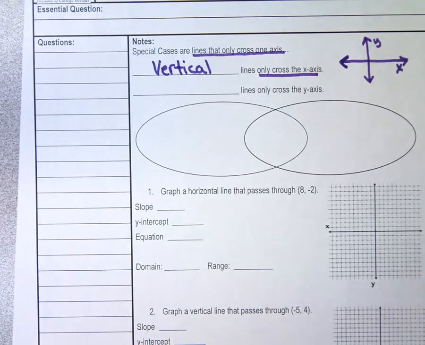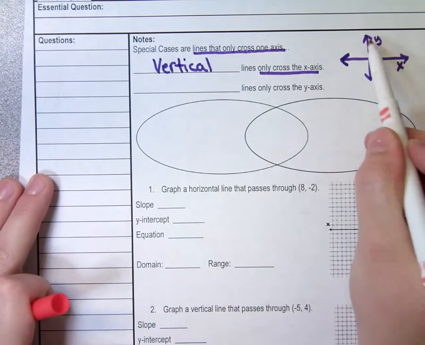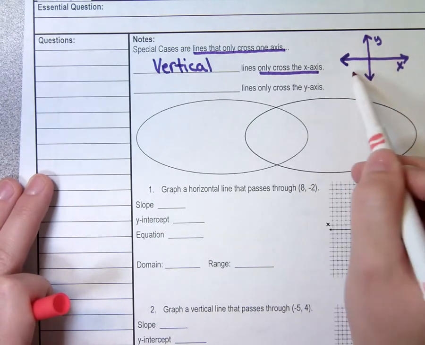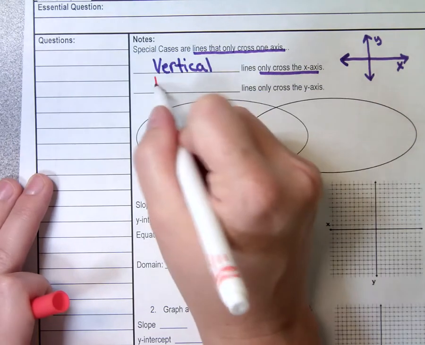Okay, if the line only crosses the y-axis, so here's the y-axis, if the lines only cross the y-axis, then those would be our horizontal lines.